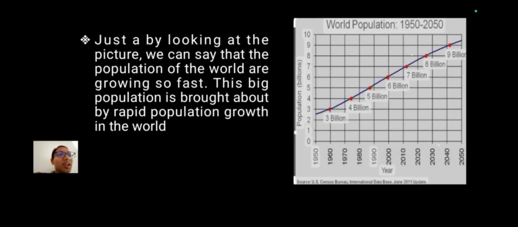Here we can see so many people are in a market. Here we can see a graph, world population growth from 1950 to 2050. We can see that in 1950 there are 3 billion people in the world, but in 2023 there are about 8 billion people. By 2050 there will be 9 billion people, which is 3 times that of 1950.